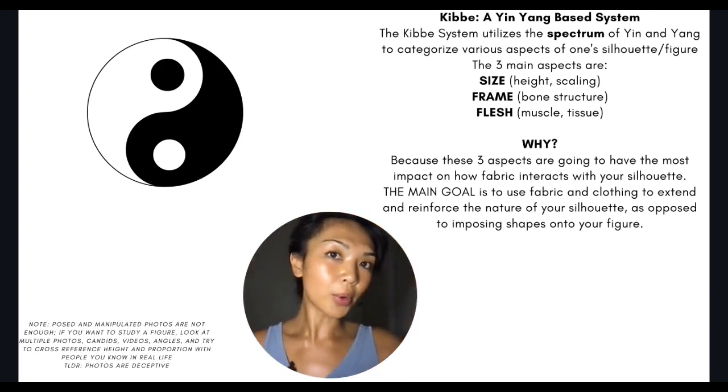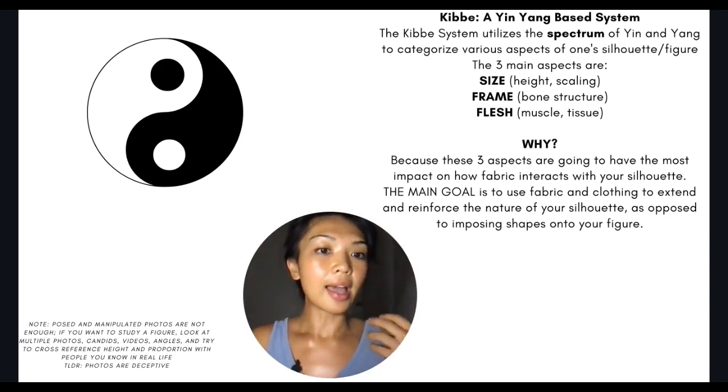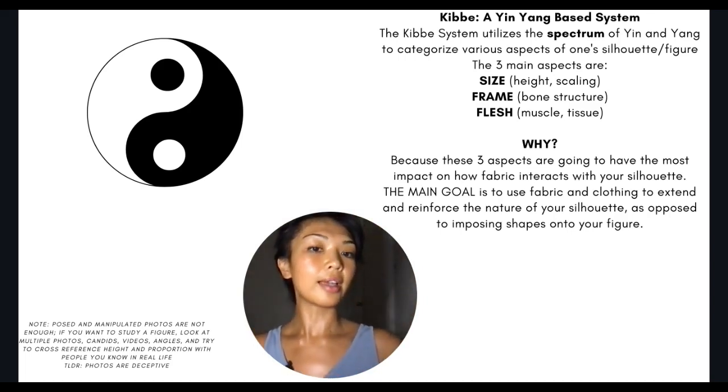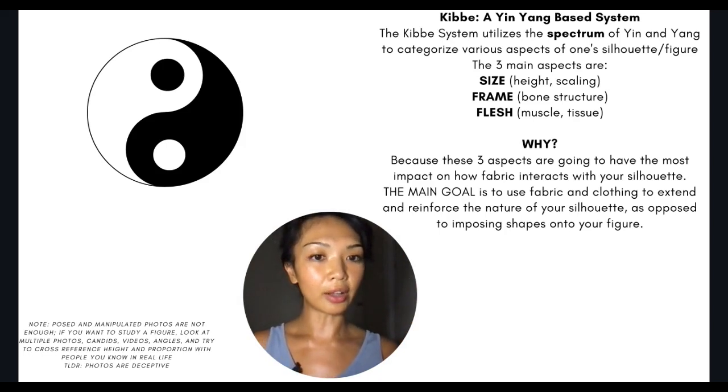The whole point of classifying these three main aspects is to better understand how to extend the nature of your silhouette and have it reflected in your outfit. The system is not trying to impose different shapes or traits or attributes onto your figure. It is meant to emphasize what's already there.